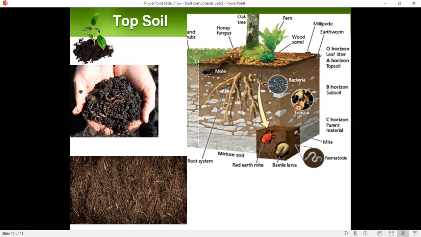Let's talk about the importance of leaves. The leaves are also a part of the plant. When they fall to the soil, they decay, forming humus. As I mentioned, humus is the decayed remains of plants and animals.